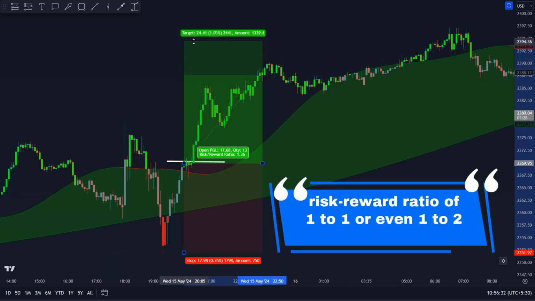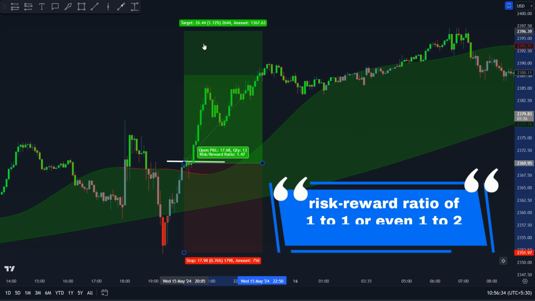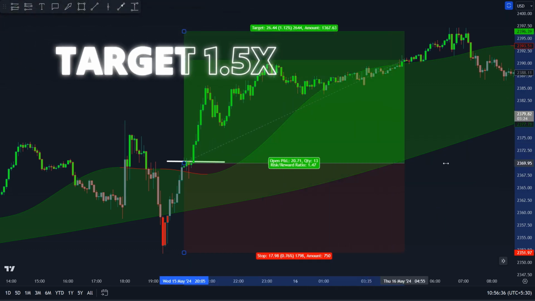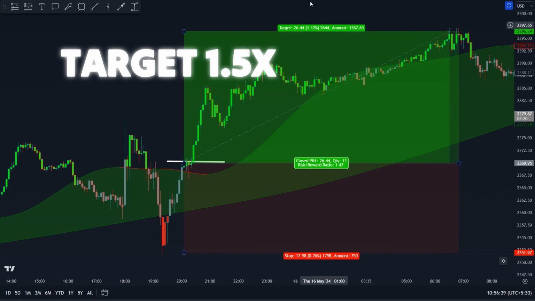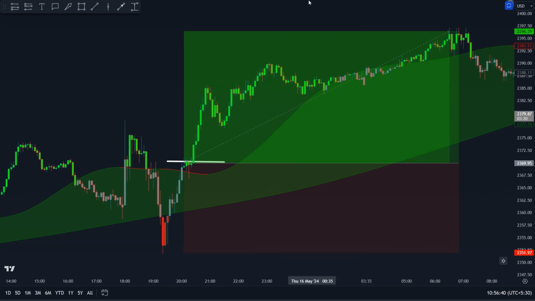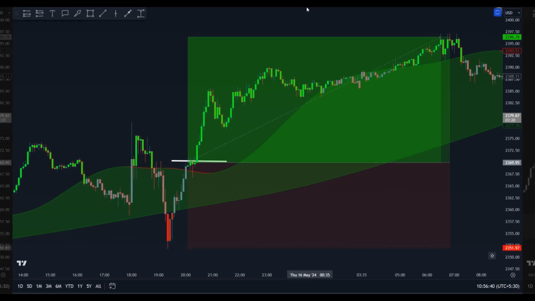Finally, let's talk about cashing out those profits. A good rule of thumb is to aim for a risk-reward ratio of 1 to 1 or even 1 to 2. Think of it as setting your profit target at least twice as far away from your entry point as your stop loss is. This way, even if your trade doesn't go perfectly, you can still come out ahead.